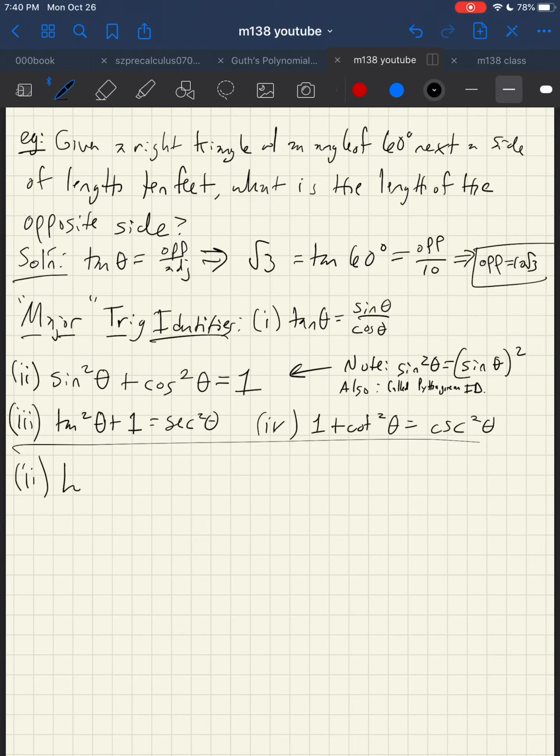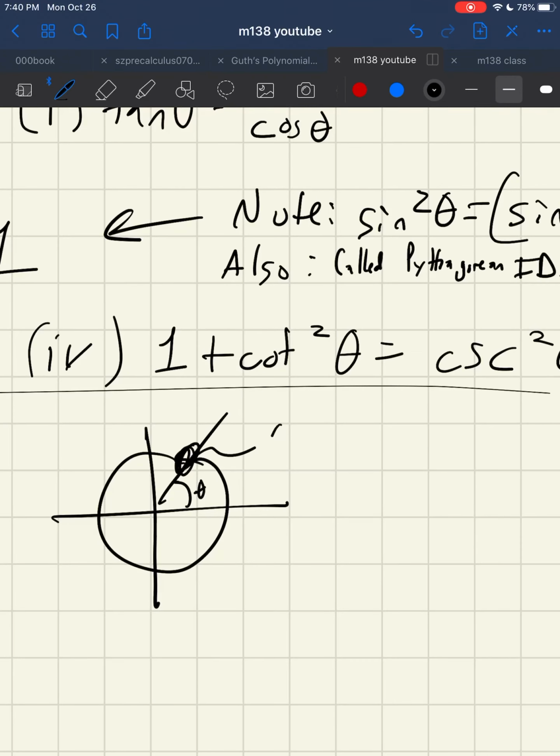What I'm going to do is look at any point on the unit circle. That point on the unit circle is going to correspond to some angle theta, right? And the coordinates of this point are cosine theta, sine theta. And this is true for any point on the unit circle. It's the sine and cosine of some angle.